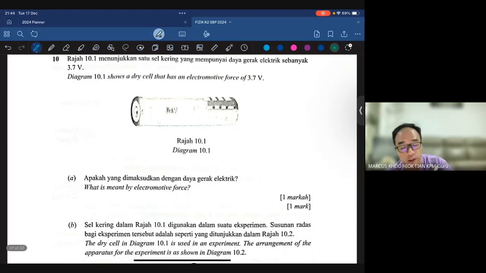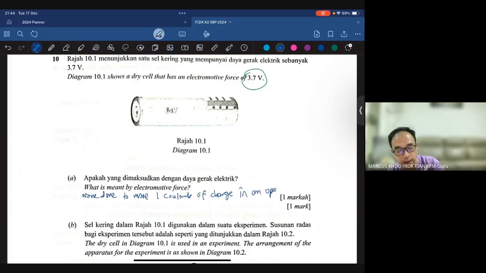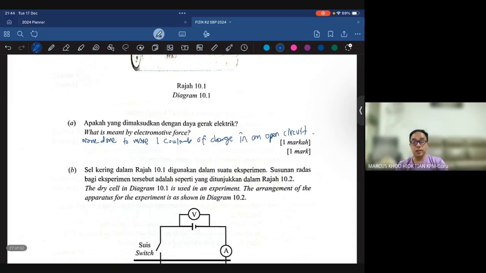Dry cell electromotive force of 3.7. This is the first time I'm seeing a battery with an electromotive force of 3.7. But sure, let's assume that this will exist. What is electromotive force? Electromotive force is the work done to move 1 coulomb of charge in an open circuit.